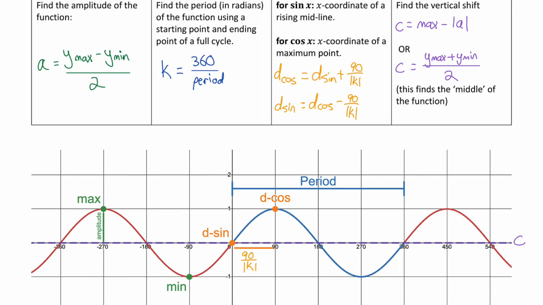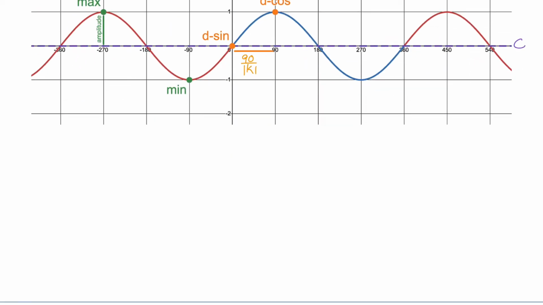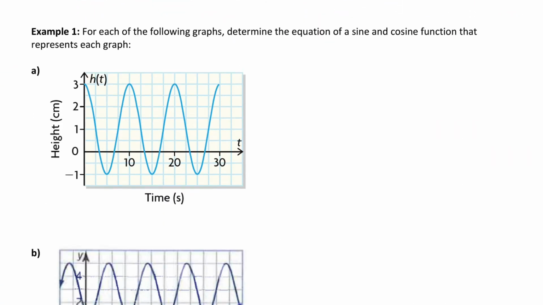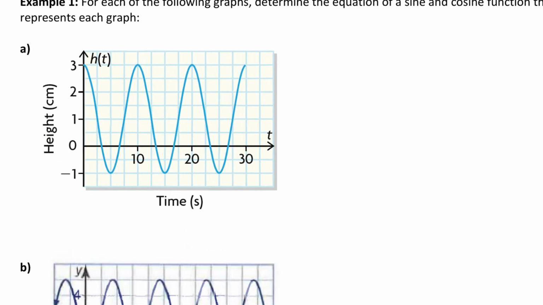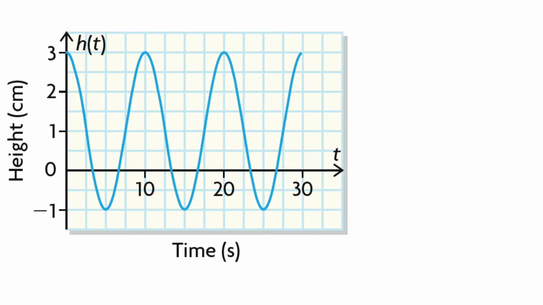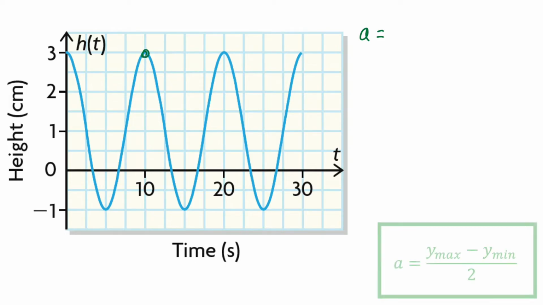So now that you know all of these formulas, let's go ahead and try and write both a sine and cosine equation for the graph of this function. If I want to write the equation of this graph, I'll start by finding the a value, which corresponds to the amplitude of this function. And I can find the amplitude by doing the y-coordinate of the max, and then subtracting the y-coordinate of the min, and then dividing by 2. That will find me half the distance between the max and the min.